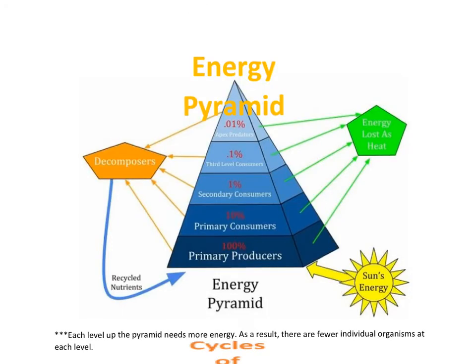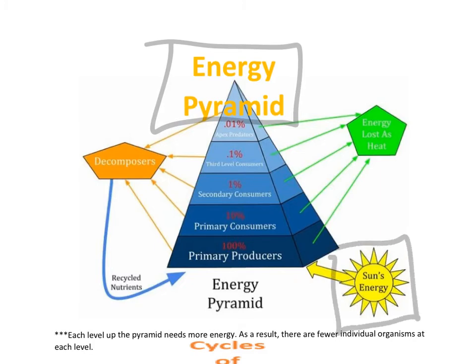Okay, and our final representation of energy flow through systems from one organism to another is the energy pyramid. So in this case, we're looking from the bottom up. We're looking at the sun's energy helping the producers. And you'll notice that the producers form the base of this energy pyramid.